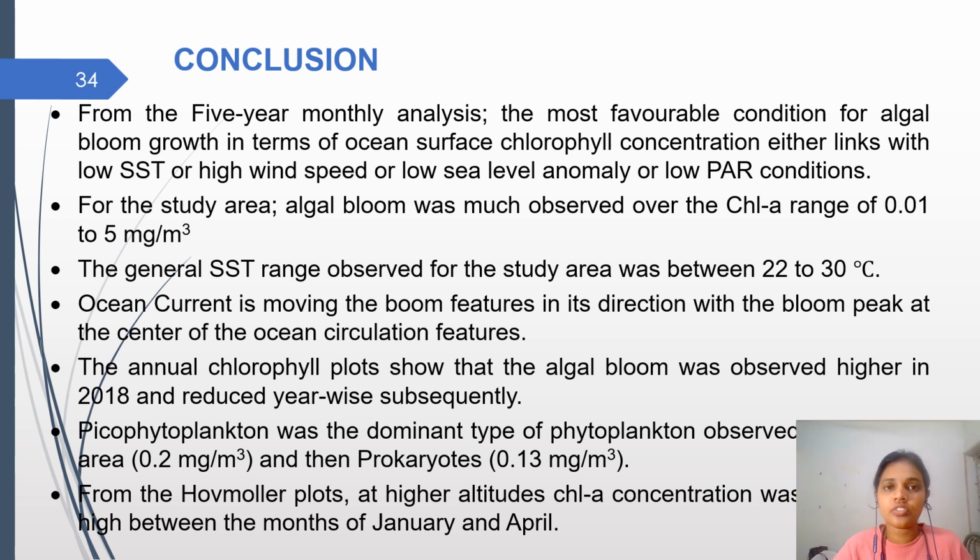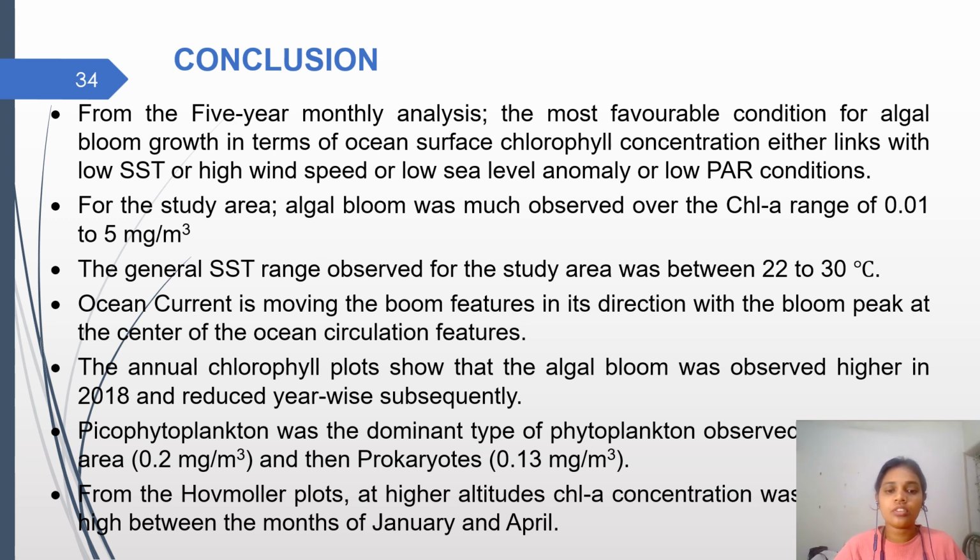So let me conclude with key inferences. From the 5-year monthly analysis for the study area we considered, we found that the most favorable condition for algal bloom growth, in terms of ocean surface chlorophyll concentration, links with low SST, high wind speed, low sea level anomaly, or low PAR conditions. Also, we observed that the current is moving the bloom features in its direction, and the peak is found at the center of the ocean circulation features.